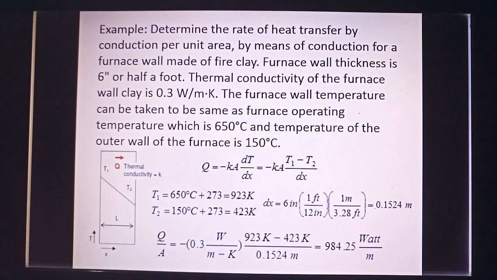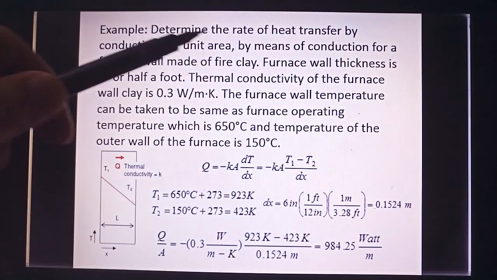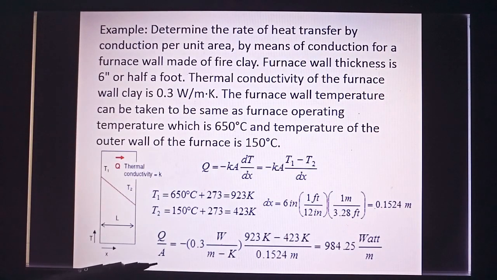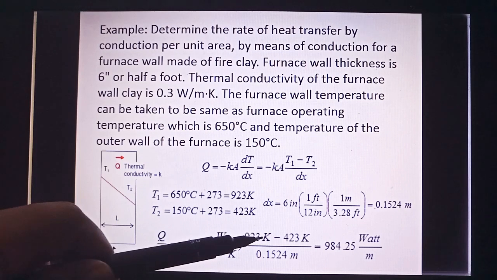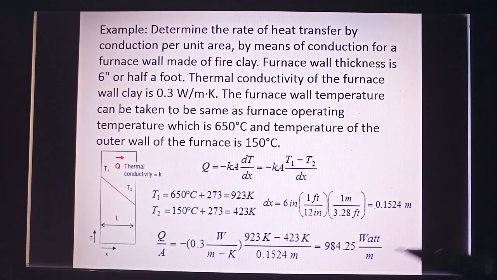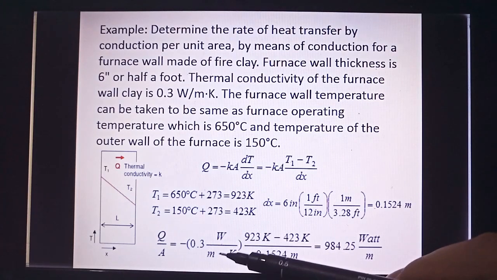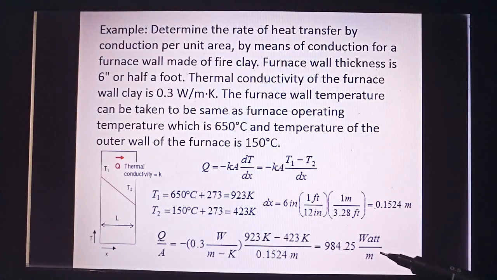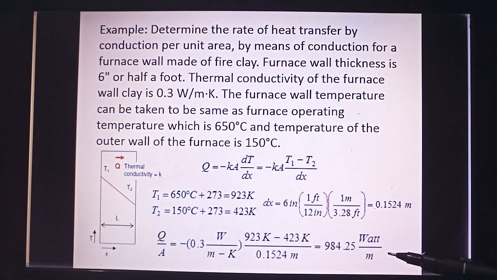So that when we solve the rate of heat transfer by conduction per unit area, that is Q over A, we will multiply the value of k and the change in temperature over dx. So that is equivalent to, we will cancel Kelvin. What remains here is, this is supposed to be watt per square meter, because we have here meter squared. So our final answer is 984.25 watts per square meter.